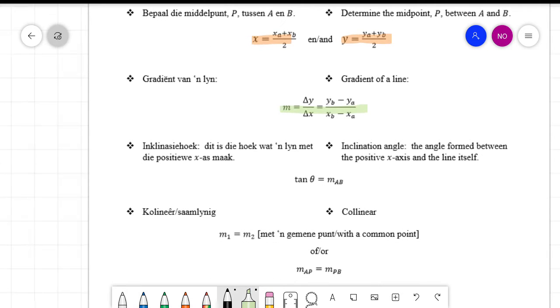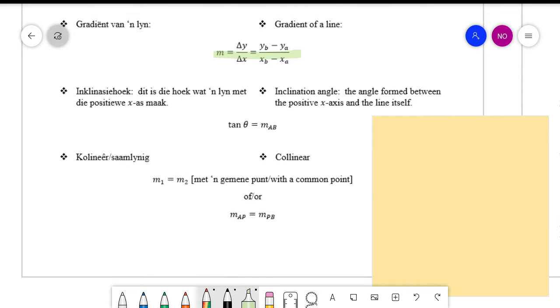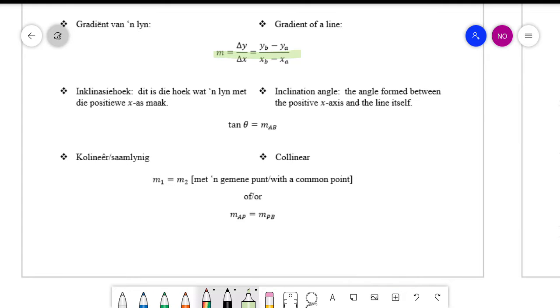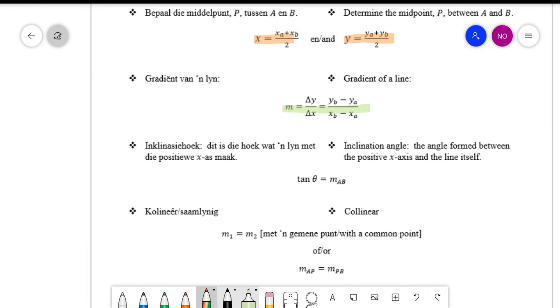Then this, we're going to just keep on ice for now. Okay, so this I'm going to come back to later. Because that's new. We haven't done the angle of inclination yet.